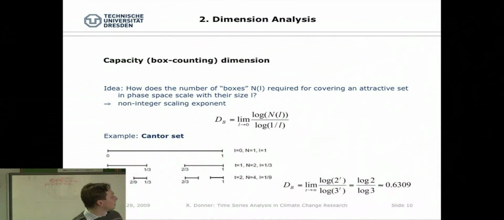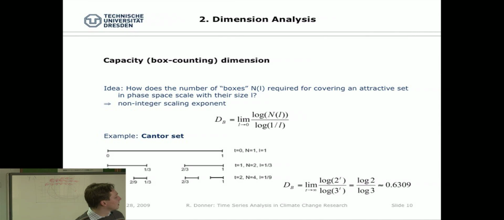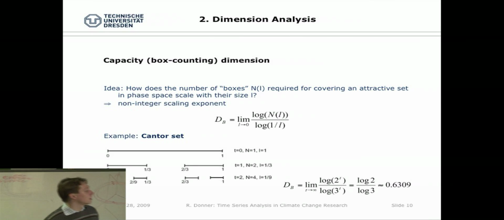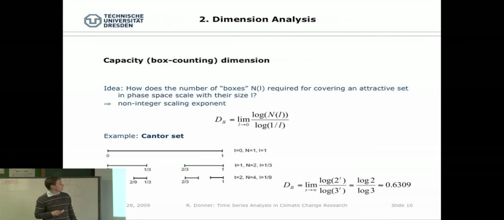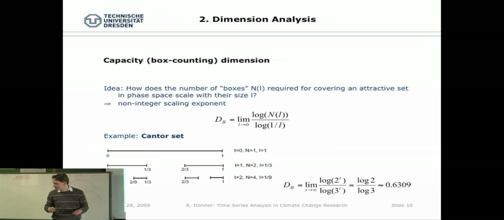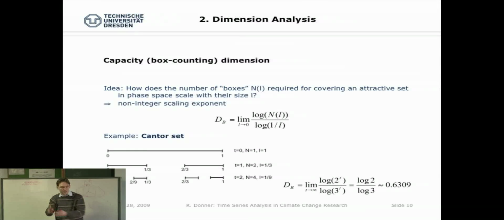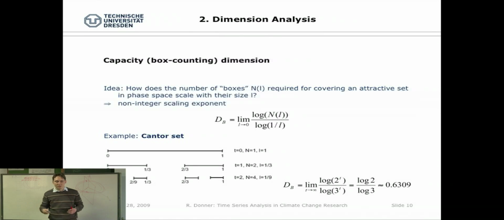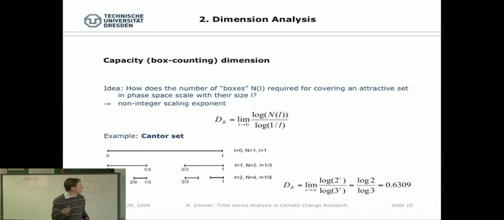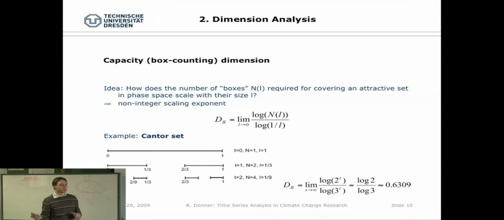And we can formally define a scaling exponent called dB by considering the logarithm of the number of boxes of size L divided by the logarithm of 1 by the box size L. And if we consider this for the limit of smaller and smaller boxes, we have the so-called capacity or box counting dimension of this geometric set. Okay, to give you one example, a geometric example, not time series: the Cantor set.